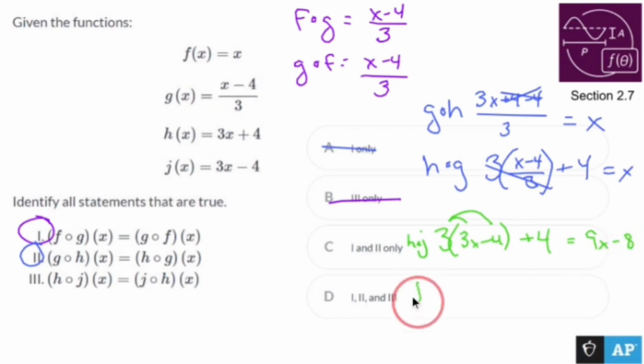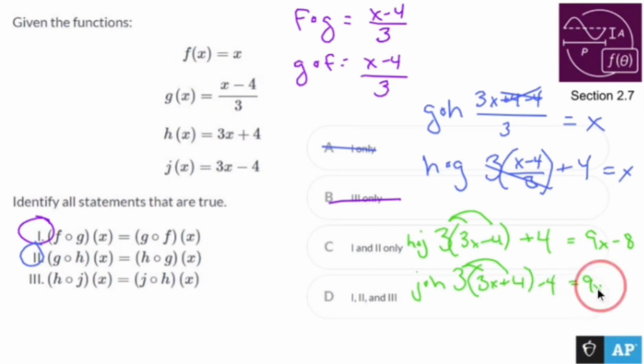Now let's do j of h, which has me start out with j and replaces every x with h. So 9x plus 12 minus 4. Oh, we finally have one that doesn't match up. So you don't work, friend, and you're going to be my guy.